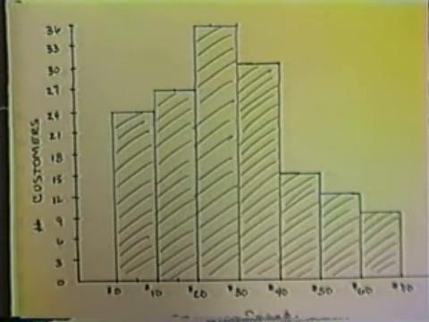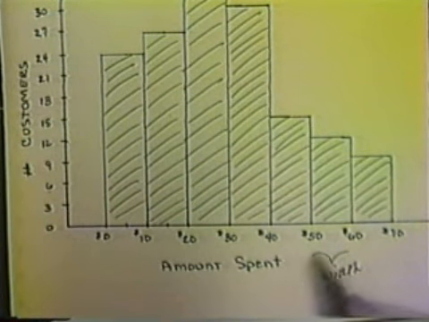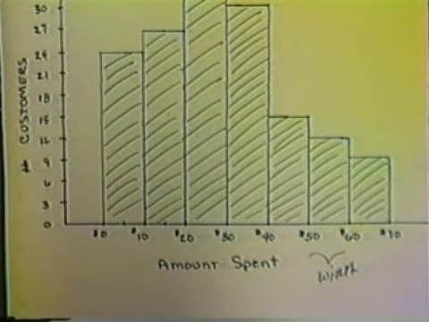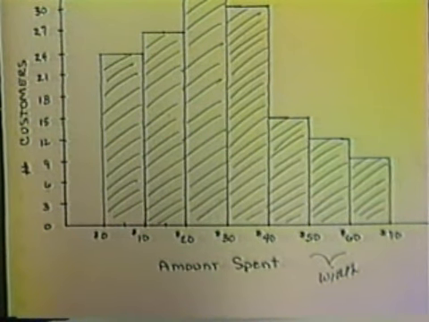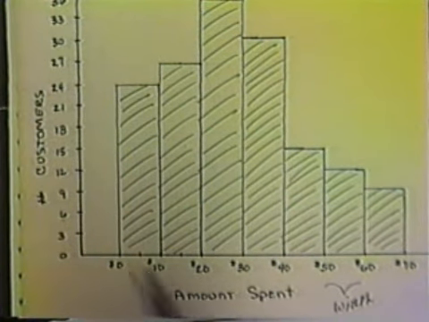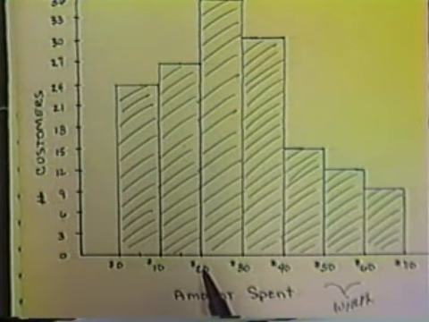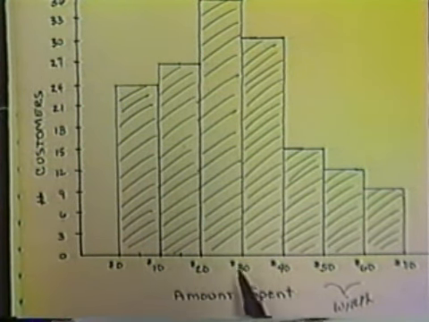The class interval is also called the width. In other words, the difference here is called the width of our interval. So what is the width in this one? The width of each one of these is 10 minus 0 is 10, 20 minus 10 is 10, 30 minus 20 is 10, 40 minus 30.